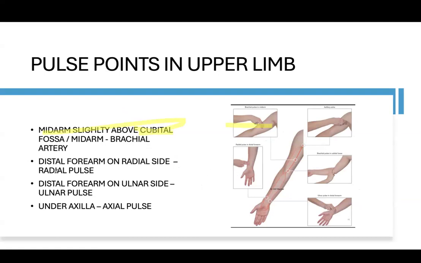The radial pulse is the distal forearm on the radial side. The ulnar pulse is the distal forearm on the ulnar side. And under the axilla is the axillary pulse, right? Again, axillary pulse not really taken. Ulnar pulse not really taken. Radial pulse is taken sometimes, or a lot of times actually. So the radial pulse and the brachial pulse are very important.